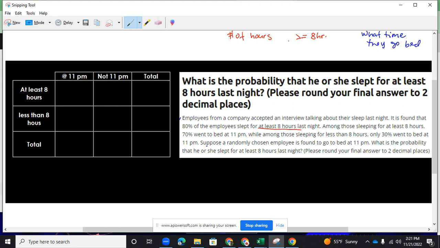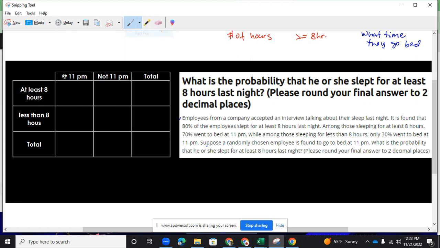Okay. So when I say category, that means one would be rows and the other one would be columns. Okay. All right. So let's read through the rest of the problem first. Among those sleeping at least 8 hours, 70% of them went to bed at 11, while among those sleeping for less than 8 hours, only 30% went to bed at 11. Okay, so that's the scenario. So after reading, maybe you might need to read, like for me, I read it at least twice to understand what are the categories that you're talking about.